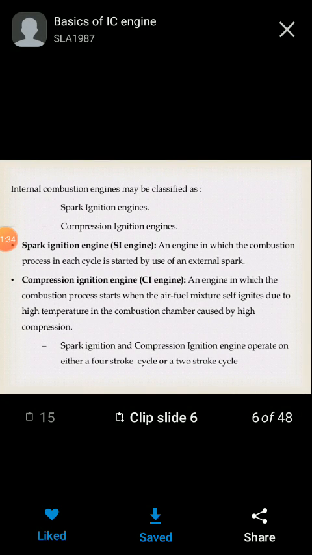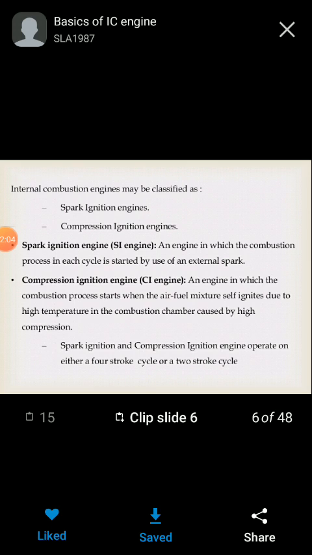The internal combustion engine may be classified as follows: the spark ignition engine and the compression ignition engine. The spark ignition engine is an engine in which the combustion process in each cycle is started by the use of an external spark. The compression ignition engine, or CI engine, is an engine in which the combustion process starts when the air-fuel mixture self-ignites due to the high temperature in the combustion chamber caused by high compression.